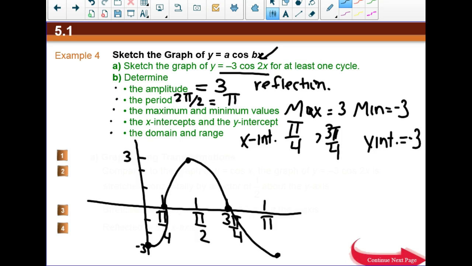Okay, and our domain, we could keep going and going and going, right? So our domain is x element of R, all real numbers. And our range is what? What are we caught between? Well, we're caught between here and here. Yeah. So y has to be greater than minus 3, but less than 3.